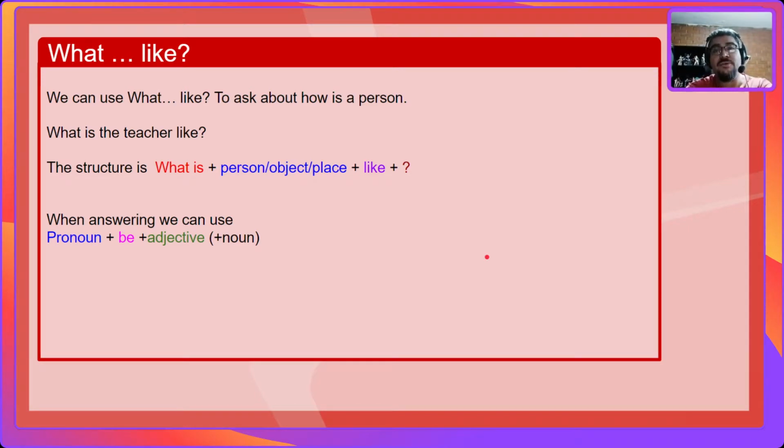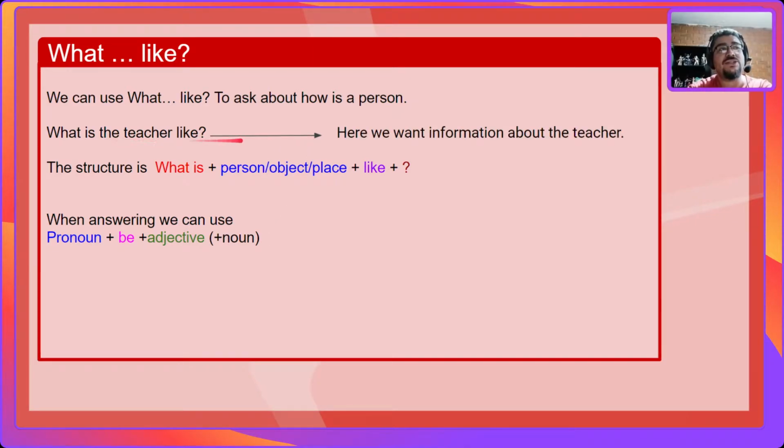Another topic that we also touched on was "like." What like? We can use "what like" to ask about how a person is. What is the teacher like? The structure that we're going to use is "what is," and then a person, object, place, etc., "like," and a question mark. When answering, we can use pronoun, be, and adjective, and noun. Yeah?